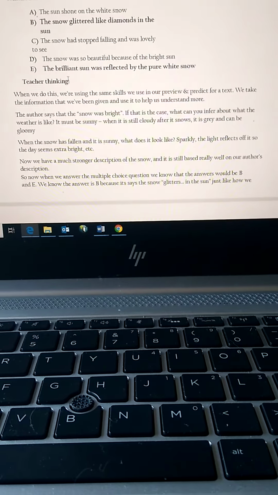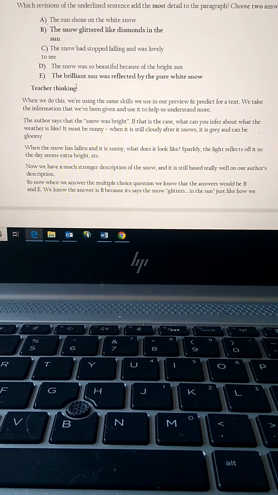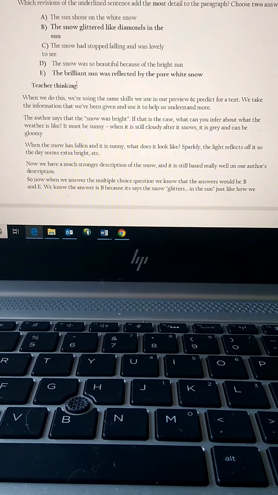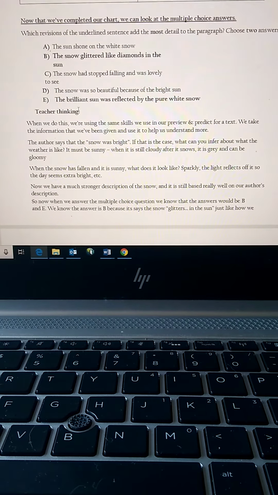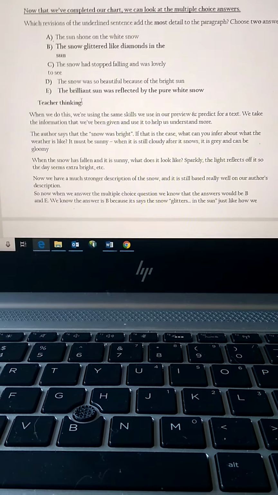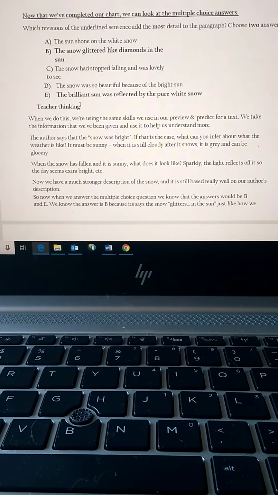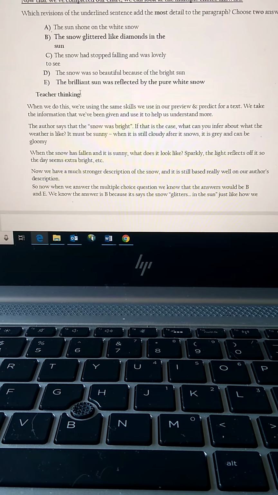When the snow has fallen and it is sunny, what does it look like? Sparkly, the light reflects off of it, so the day seems extra bright. Now we have a much stronger description of the snow, and it is still based really well on our author's description. So when we answer the multiple choice question, we know that the answer would be B and E.